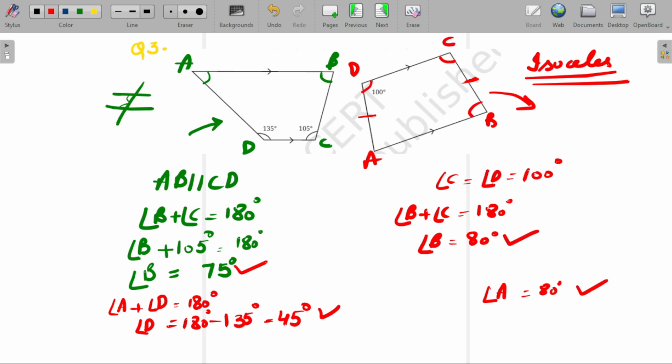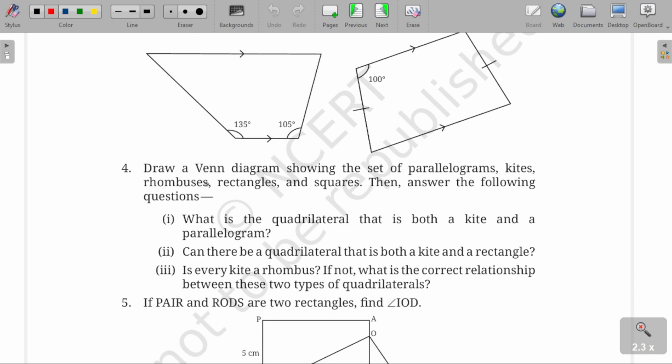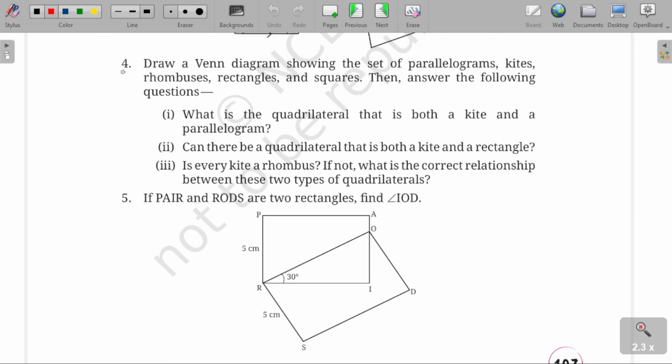Moving to the next question. Question number 4 is: draw the Venn diagram we discussed, showing the set of parallelograms, kites, rhombuses, rectangles, and squares. Then answer the following questions. The questions are like this.